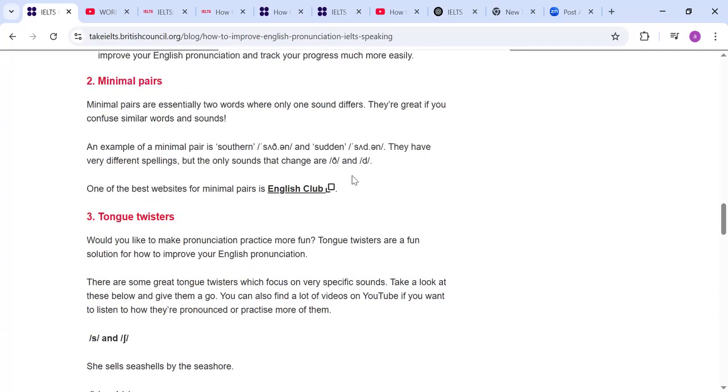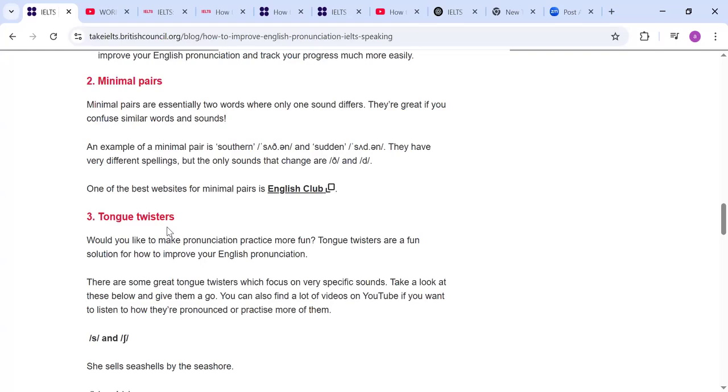Okay, tongue twister. Does anyone know about tongue twisters and use them in their routine? Raise your hand if you are using tongue twisters for this speaking test. No, ma'am, I haven't heard of it. I am unable to understand what you said. No, ma'am, I do not know about tongue twisters.